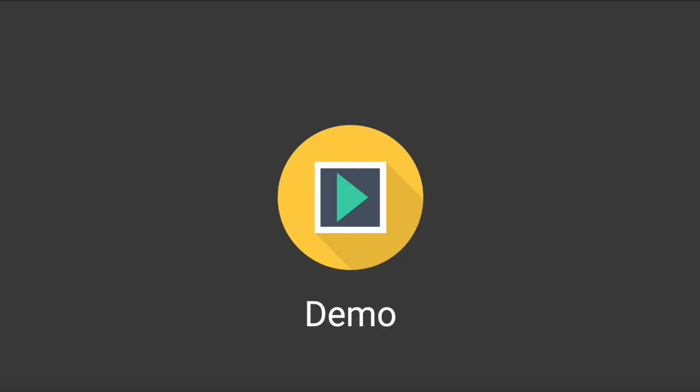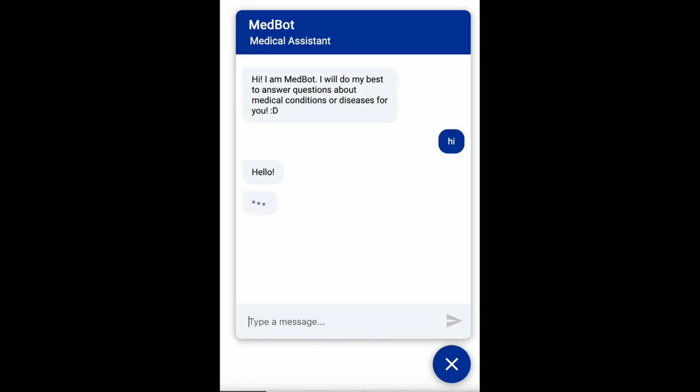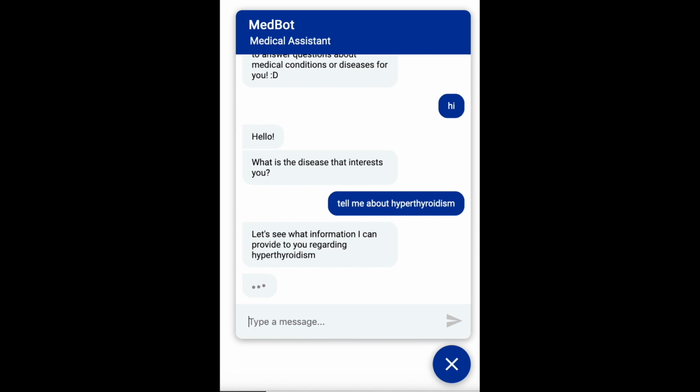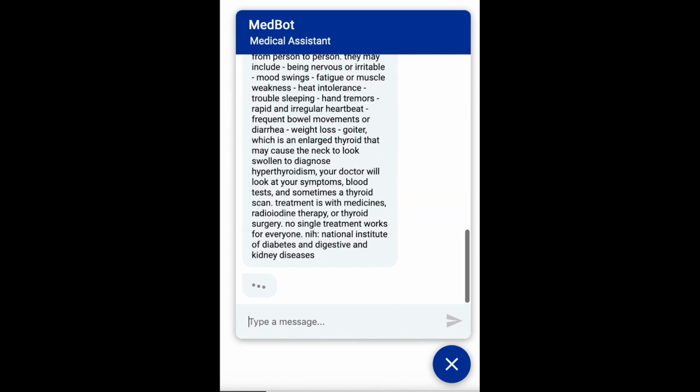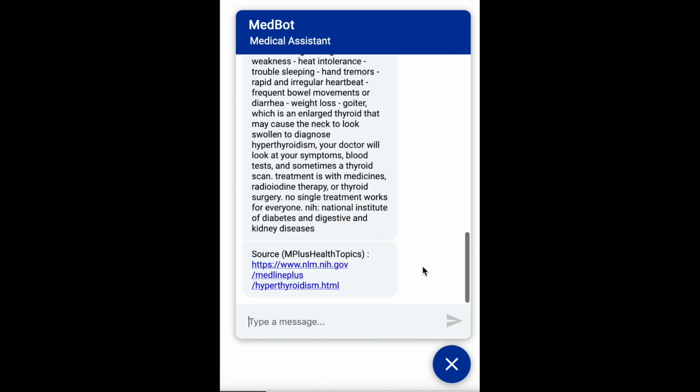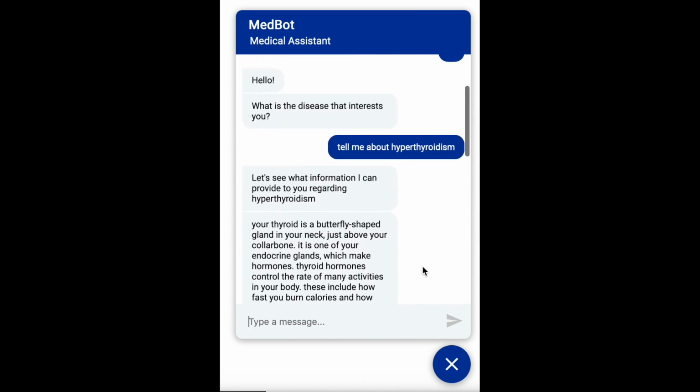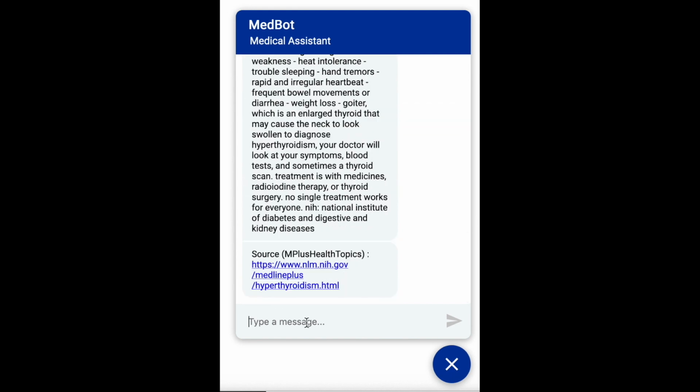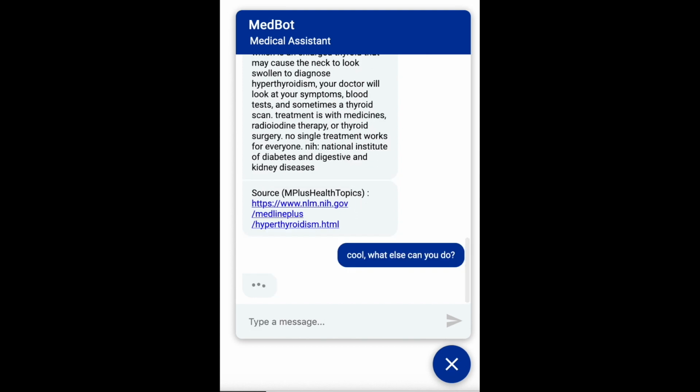Let us see MedBot in action. Here we see a use case in which the user is interested to know about hyperthyroidism. We can see that MedBot accurately determines that the user wants to know about hyperthyroidism and that the user's intent is to query for general information. MedBot can also inform the users what question types it is capable of answering.